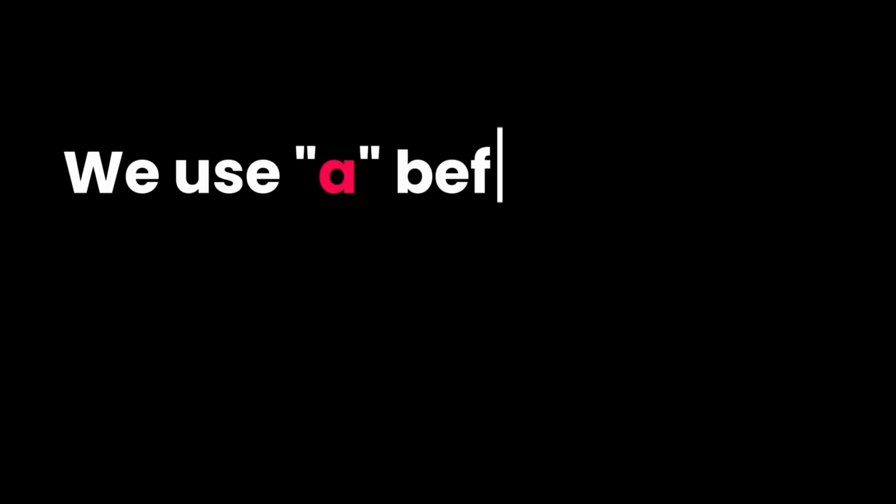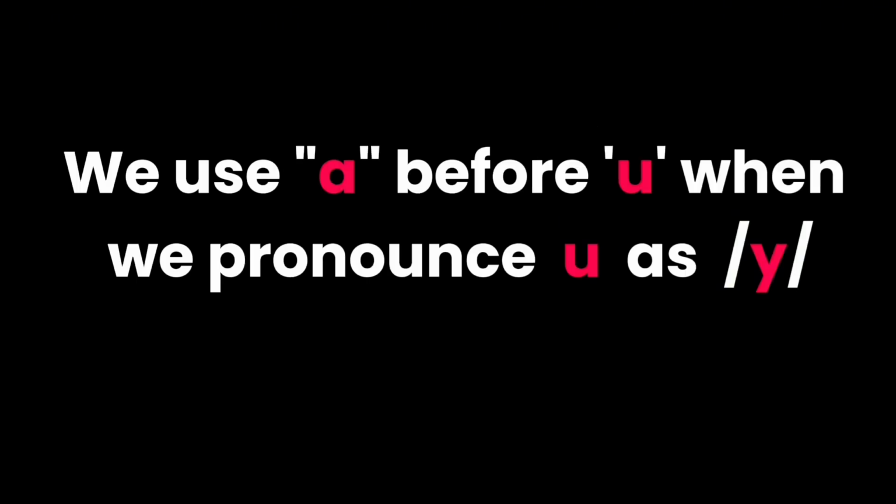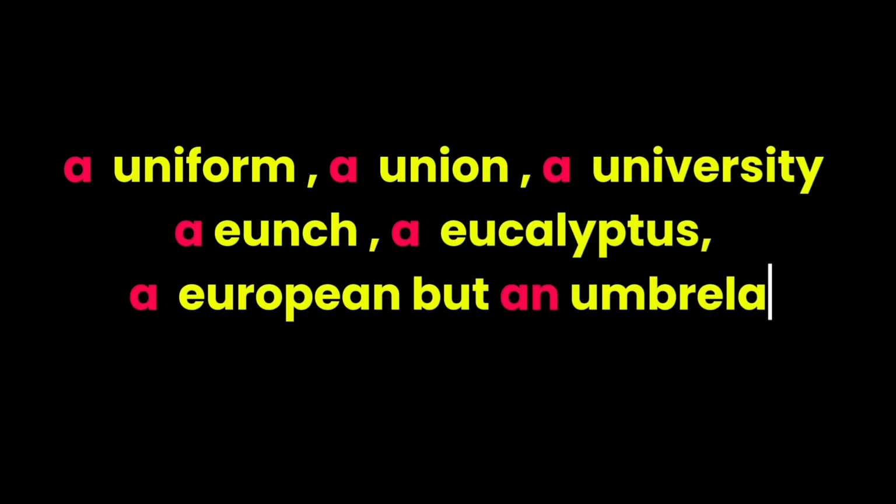We use a before u when we pronounce u as y. A uniform, a union, a university, a eucalyptus, a European. But we say an umbrella.